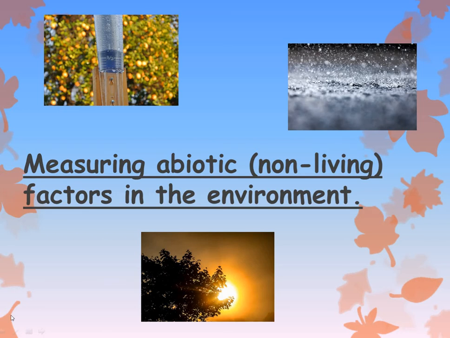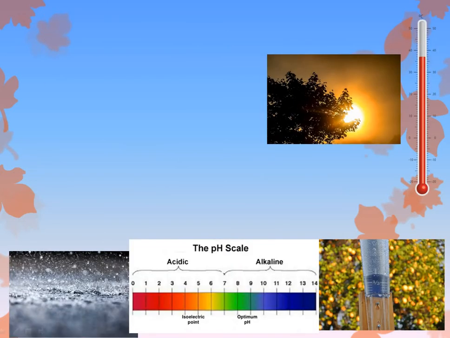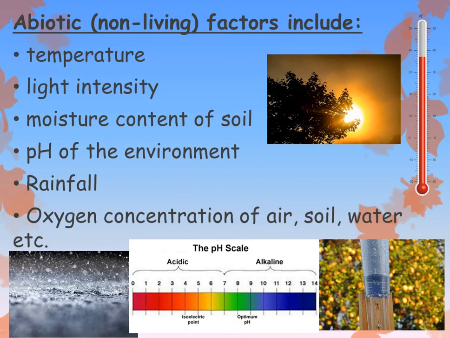So today we're looking at measuring abiotic, which is another word for non-living factors in the environment. Some abiotic factors include temperature, light intensity, moisture content of the soil, pH of the environment, which can include pH of the soil, rainfall, oxygen concentration of the air, the soil and the water, etc.